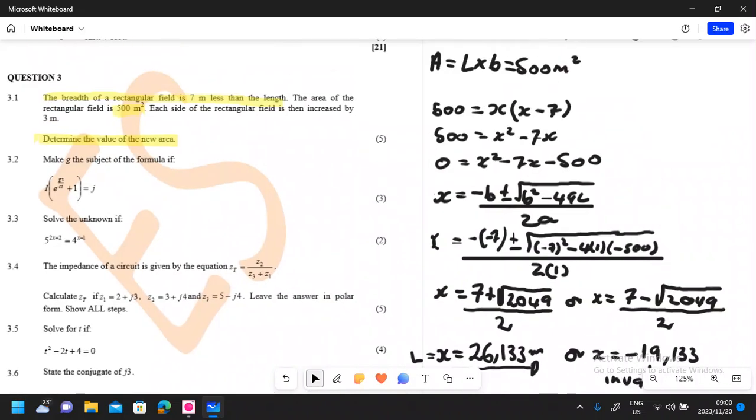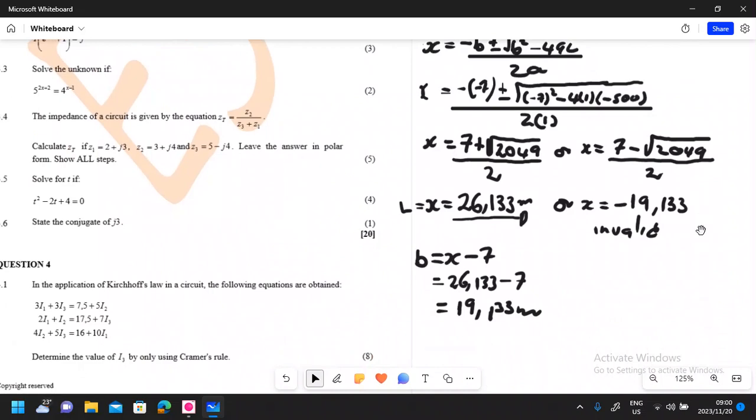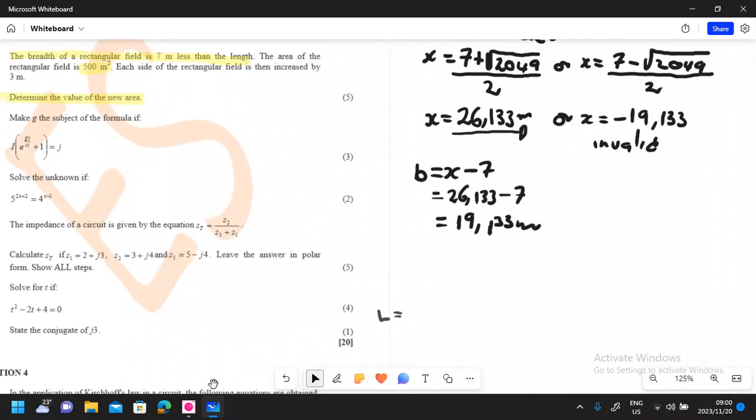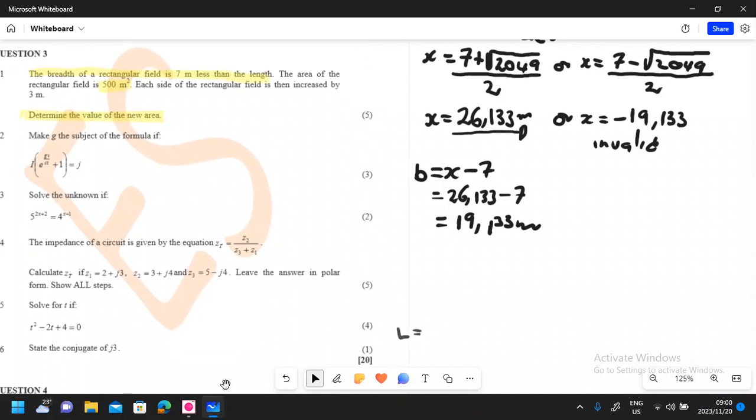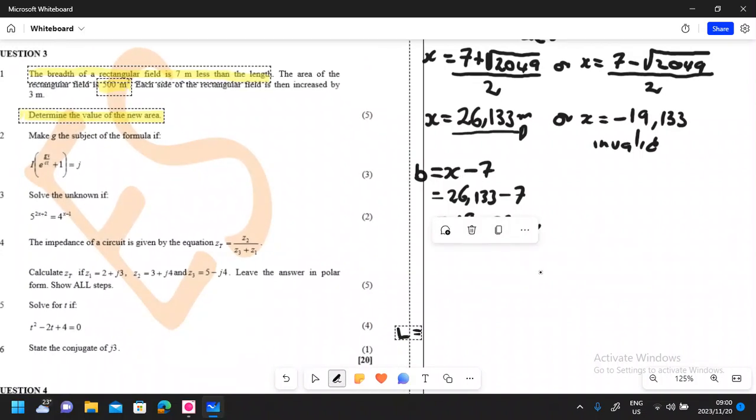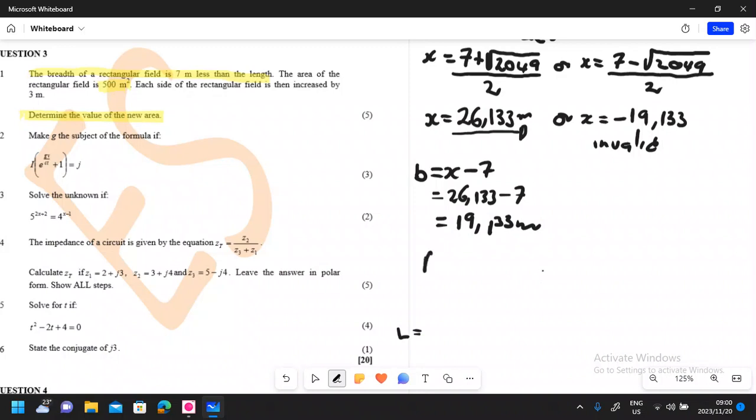Now the question says you must determine the new area when each side of the triangle is increased by 3 meters. So we managed to get both sides, but we must increase both of them by 3 meters. Okay, let me just take this question down here. All right, so let's do it. We know that the formula for area is still the same, guys. Let me just erase this. We need to write it up there. The length, remember, x is equal to the length.